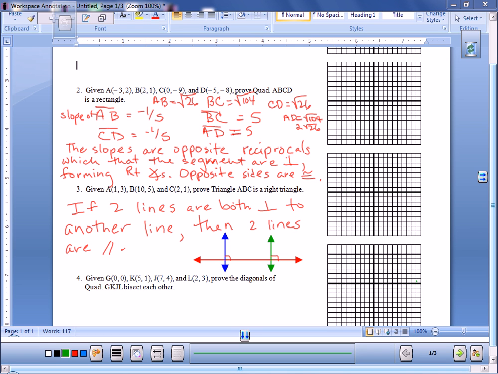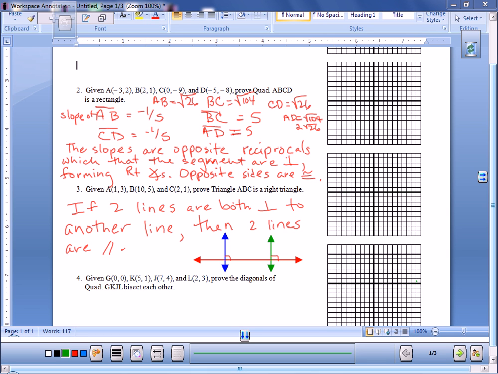If we have 2 lines that are both perpendicular to another line, then those 2 lines are parallel. Does that make sense? I drew a picture so you can see that the blue line and the green line are both perpendicular to the red line. And it's pretty obvious that blue and green are parallel. All right, any questions about that?